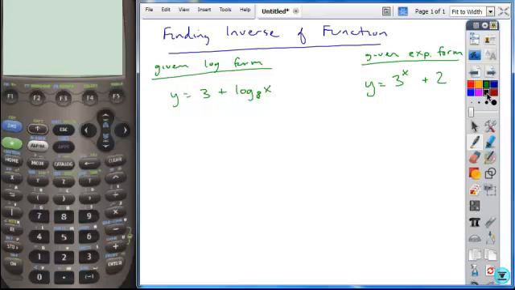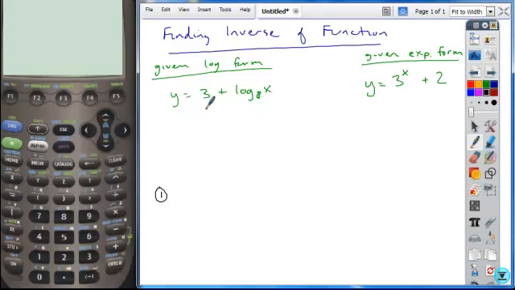Okay, so here's the process, and I'll try to write down the steps too, so if you're taking notes, you can be as precise and accurate as you can. All right, so the first step in finding the inverse of a function is to do what? Does anybody remember?